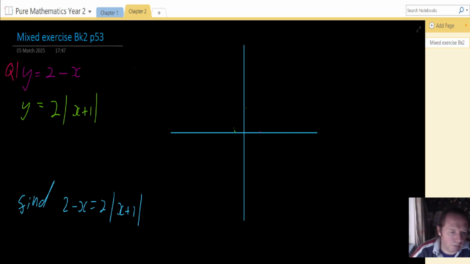Okay, here we are doing Pure Mathematics Year 2 Edexcel, Chapter 2, Mixed Exercise, Question 1. Alright, functions and graphs. What does it say? On the same axis, sketch y equals 2 minus x and also y equals 2 with the modulus of x plus 1. Okay, let's do the purple one first, y equals 2 minus x.